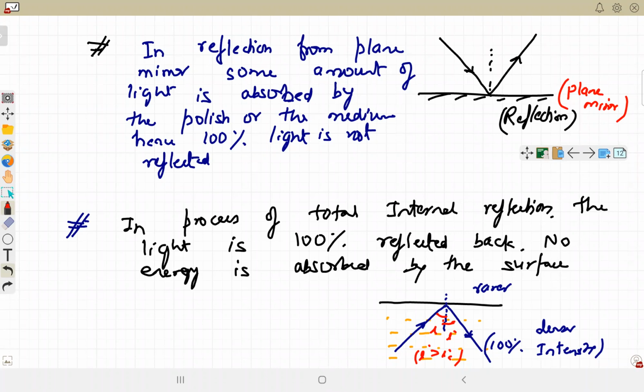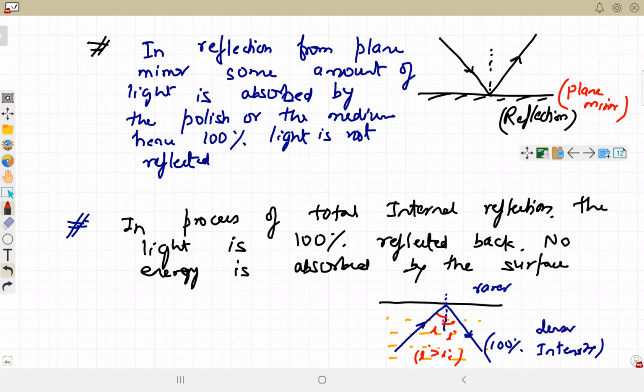You see from any water body, maybe a lake or pond, if you are looking at some angle, you see your own face instead of the object present inside. If we want to see a fish, we have to look perpendicularly. If we look from the side at some angle, we see our own face, because it starts behaving like a plane mirror because of the reflection.